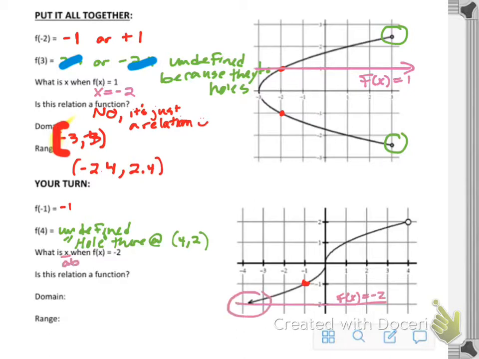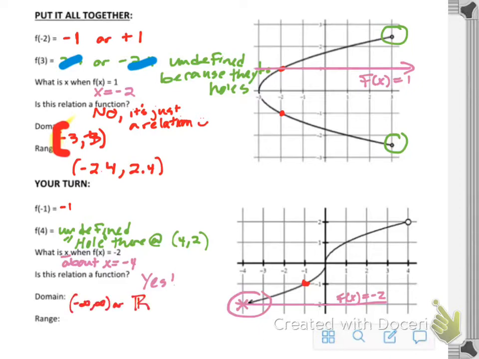And what is x when f of x is -2? That's a horizontal line. Like the height of -2, I drew it across there. We're saying, what would x be? Where would it hit? And it looks like we approximated about -4. It hits at x equals -4. And then, is this a function? Yes. Vertical line test passes. Every input has 1 output.